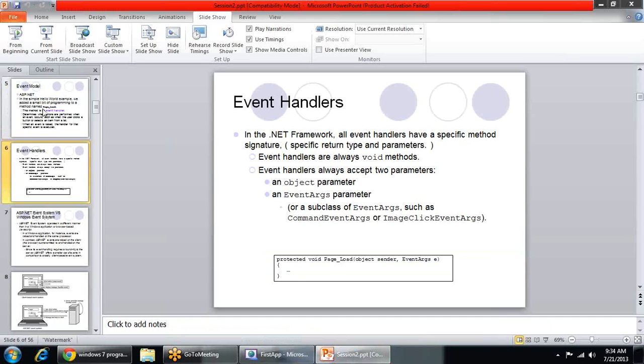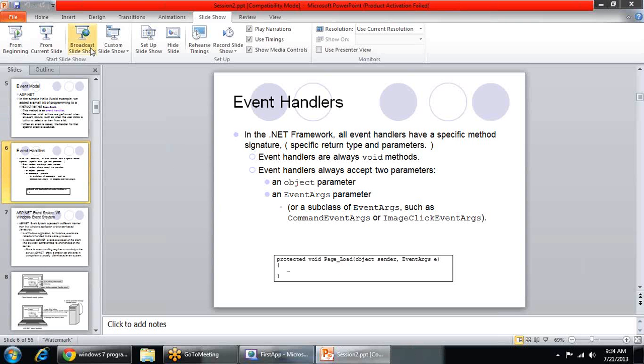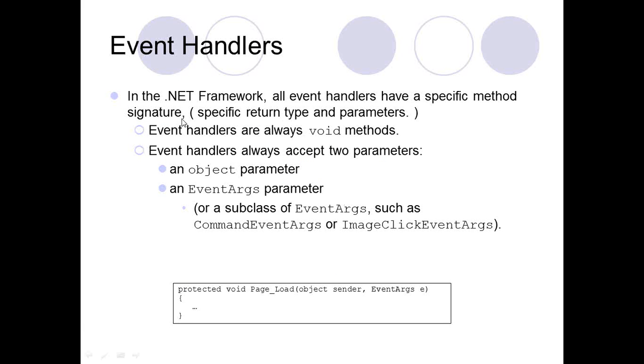Now in ASP.NET, you will see most of the events are following a specific method signature. Event handlers are always void. They don't return anything. First of all, the return type is void. And two input arguments you will always see: object, which is basically the sender, and event arguments, if any argument has been passed while invoking the event. Okay, so protected page load is an event in ASP.NET.